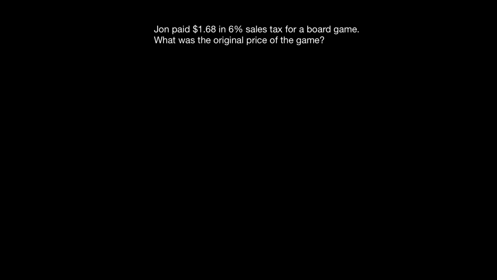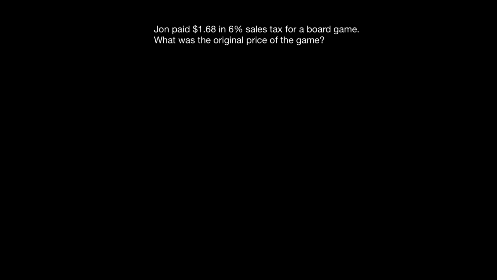Here's a typical example of what I might see a pre-algebra student struggle with. This one says John paid $1.68 in 6% sales tax for a board game. What was the original price of the board game? An algebra student would quickly divide 1.68 by 0.06, but if you're just learning this, the best tool you have is the ratio box.